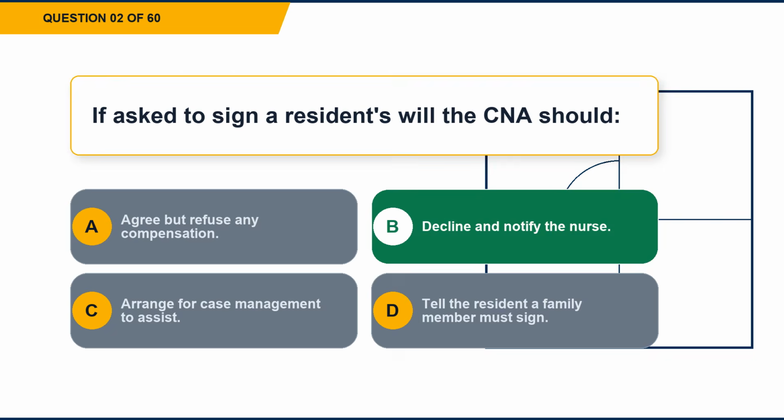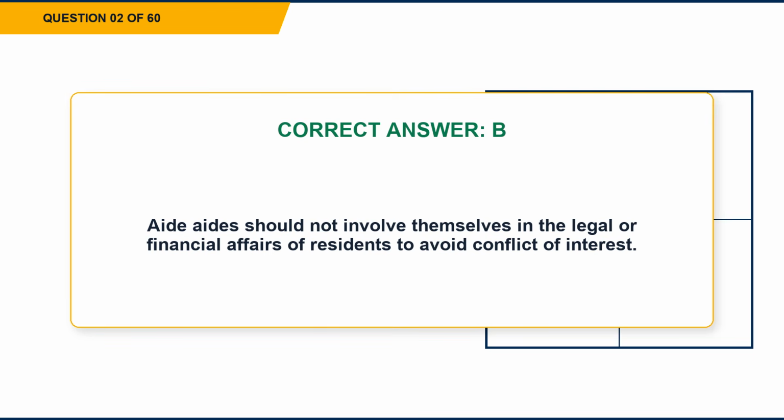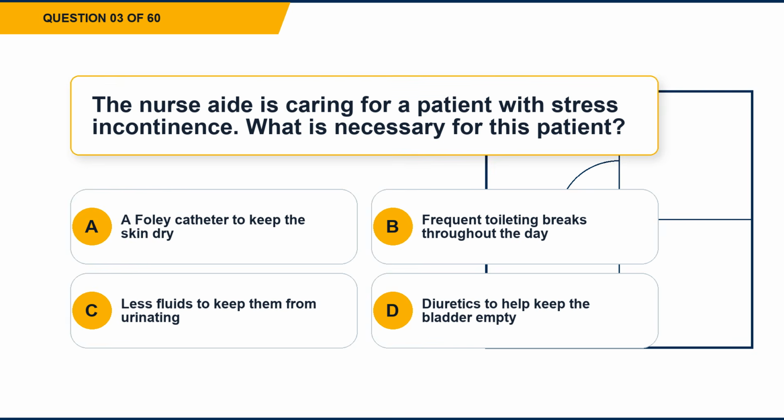The correct answer is option B. Decline and notify the nurse. Explanation. Aides should not involve themselves in the legal or financial affairs of residents to avoid conflict of interest. Question 3. The nurse aide is caring for a patient with stress incontinence. What is necessary for this patient?